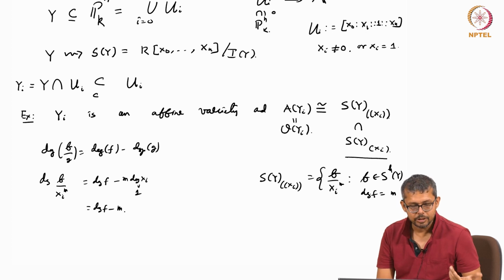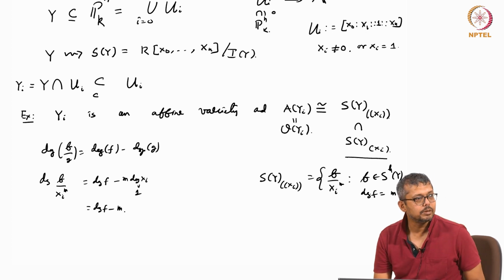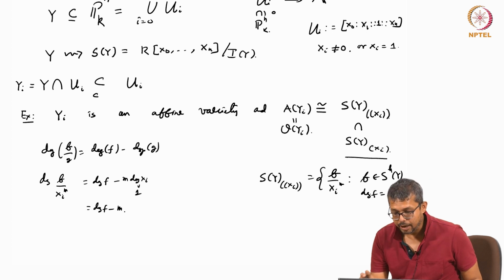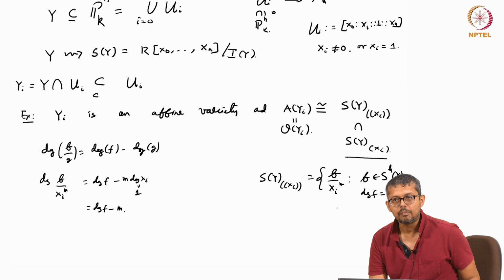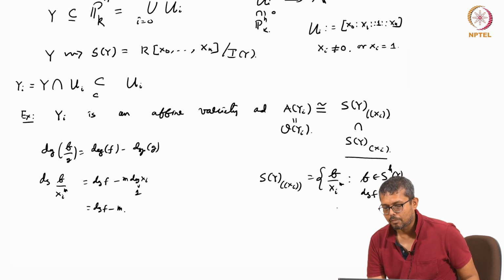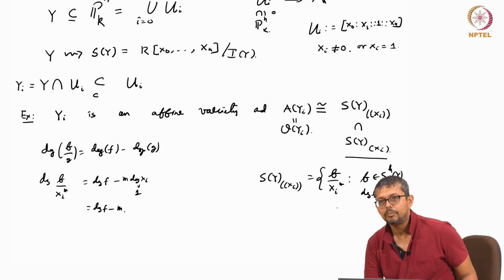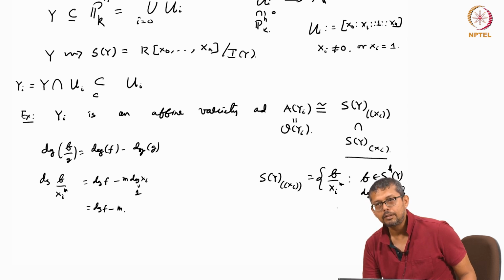S(Y) is a homogeneous ring, and f has to be homogeneous, because after all, these are all functions. Can the elements have negative degree in S(Y) localized at xi? Yes, it can have 1 by xi power m, a negative degree. But what we consider is elements of degree 0. Here, negative degree also makes sense.